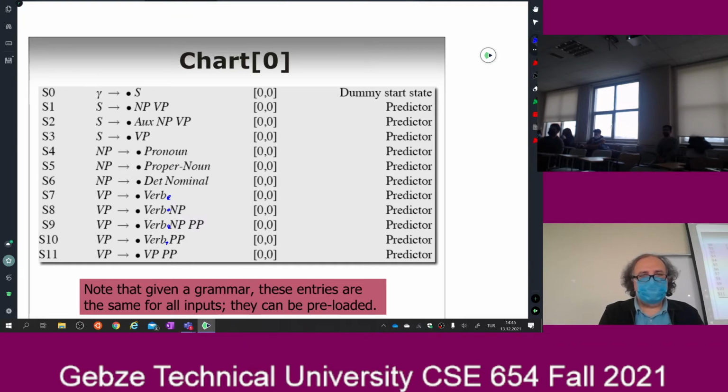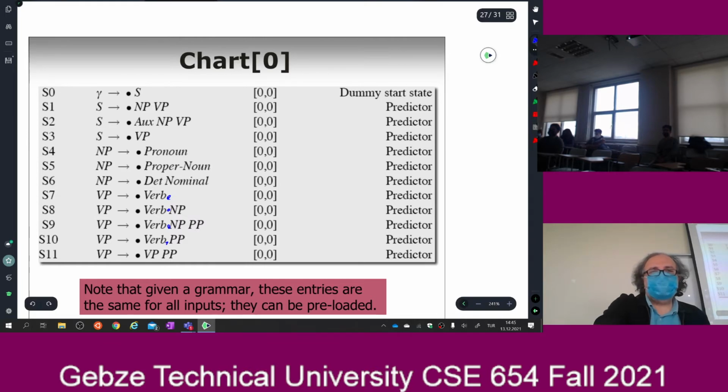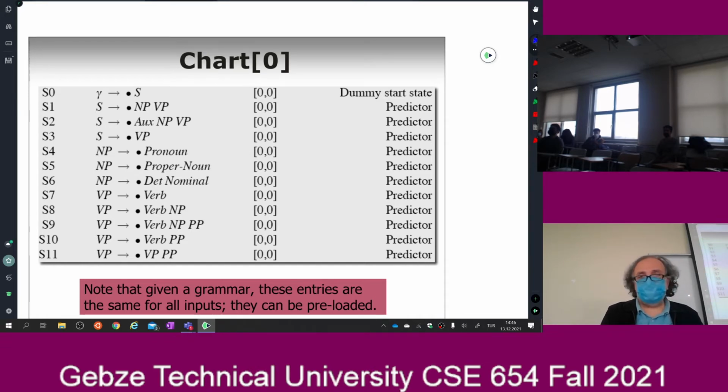So this is a dummy rule, dummy start state. I am predicting an S. Since I am predicting an S, I am predicting a noun phrase, I am predicting an auxiliary, and I am predicting a VP. With the noun phrase, I am predicting a pronoun, proper noun, determiner. With the VP, I am predicting a verb, like that. So these are the things that I am predicting. And still, I did not read anything yet, right? I did not read a single word.